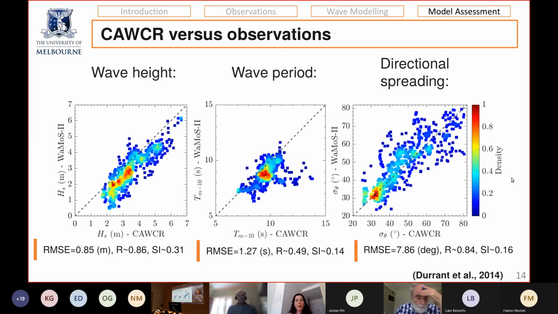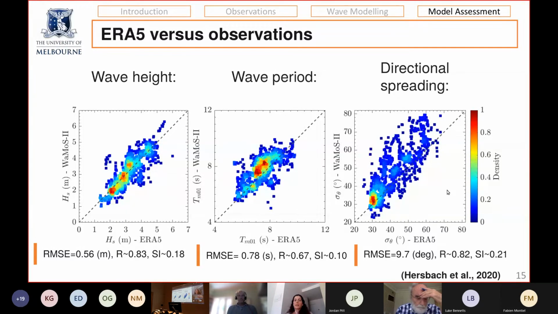overestimated significantly. How about ERA5 reanalysis that basically includes assimilation in the model? As you can see, this time we are getting much better results for the wave height. However, the wave period is basically underestimated here.